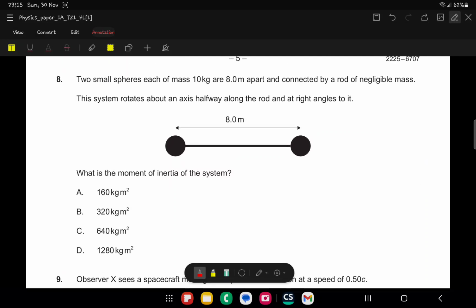This is another question under rigid body mechanics, and let's look at some key pointers we can pick from this question. We are told that we have two small spheres here. Each of these spheres has the same mass. So sphere 1 has a mass of 10 kg and sphere 2 also has a mass of 10 kg. Now the distance from sphere 1 to sphere 2 is 8 meters, but mind you, the rotation is occurring halfway between the two masses. So let's use these key pointers we picked and get into our solution.